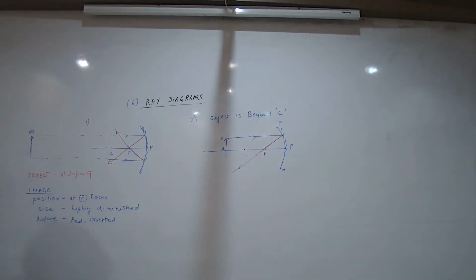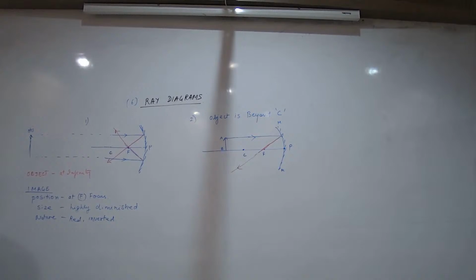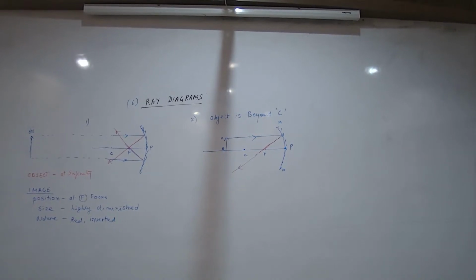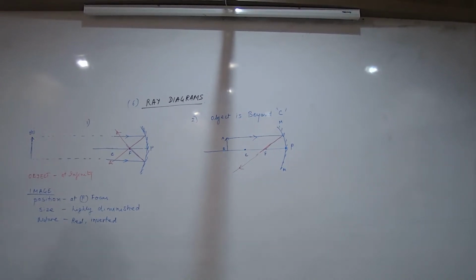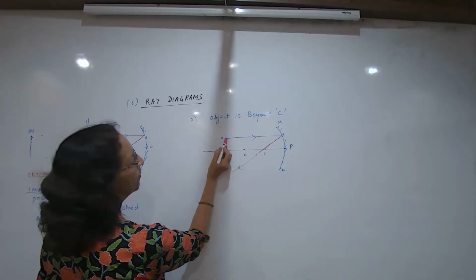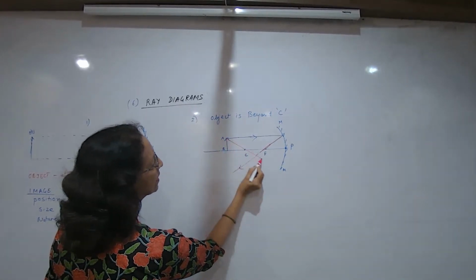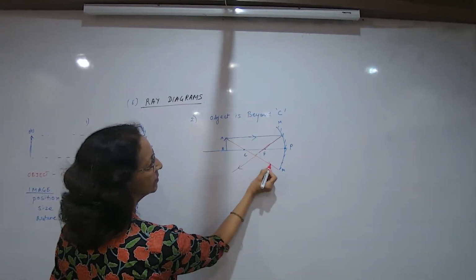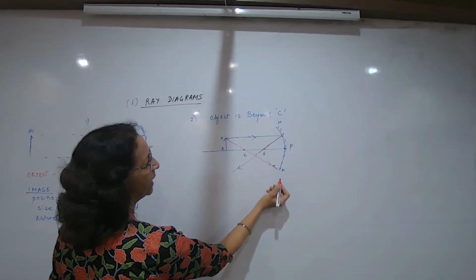What is the second ray that we can take? A ray which is passing through, look at your textbook, passing through C. Did you notice that? If a ray is passing through C, what will happen? It will get reflected back. So what am I going to do? Starting from A, passing through C. Okay, it's hitting back again.